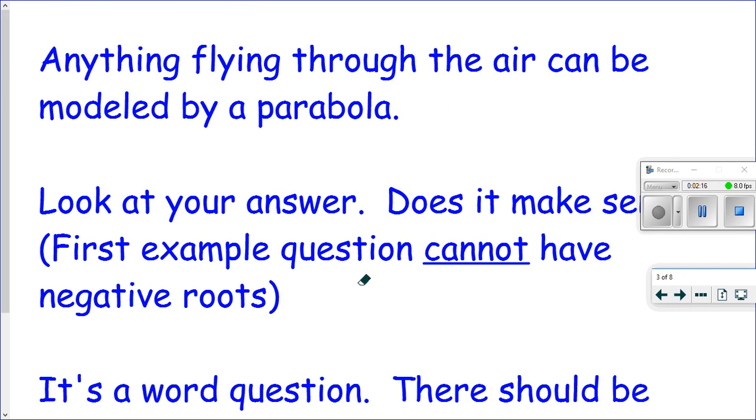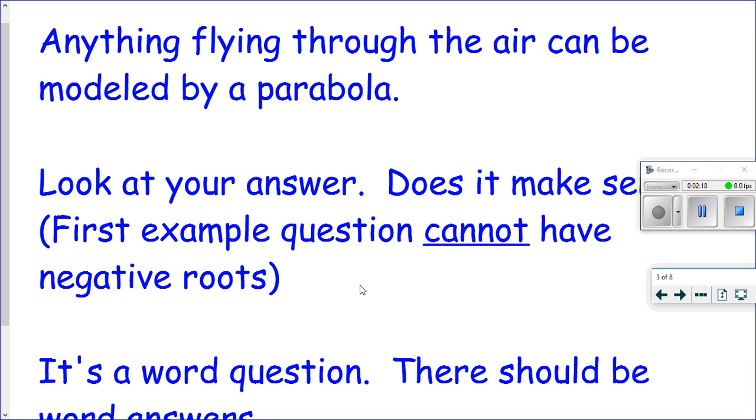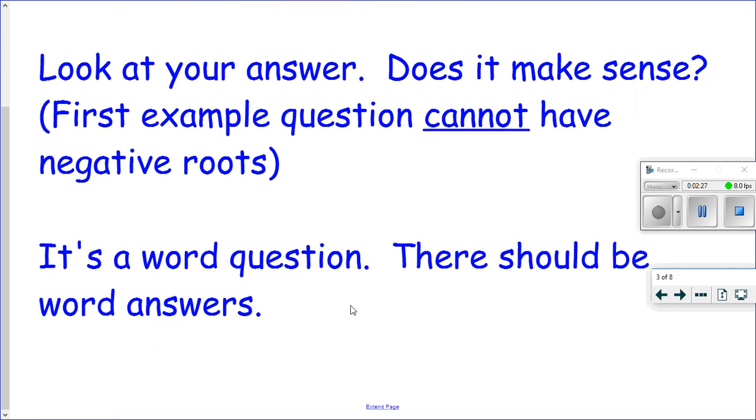Anything flying through the air can be modeled by a parabola. So as long as it's not a rocket, something that's flying through the air under only the influence of gravity will follow a parabola. It becomes a big thing in physics.